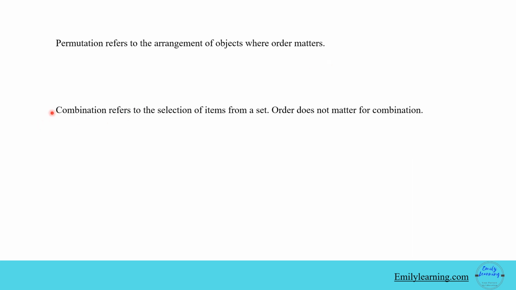For combination, what happens is you have a set containing many items, and you just want to choose a number of them, maybe just 2 of them. Whether you choose red followed by blue or blue followed by red, it does not matter, because for combination, order does not matter.